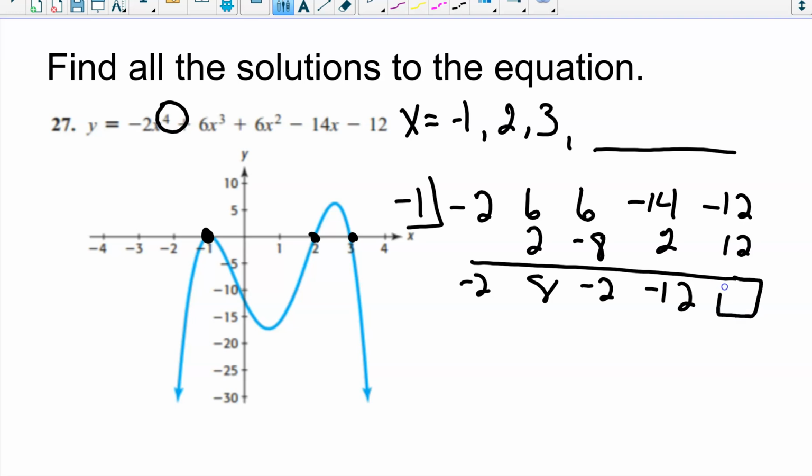Be very careful on your synthetic division. If you did something wrong here, this is the telltale sign here. This remainder has to be 0 because I know that's a root here. Okay, so now I'm going to do another synthetic division. This time I'm going to use, so we use that. And now I'm going to use -2. And I'm just going to keep going here.